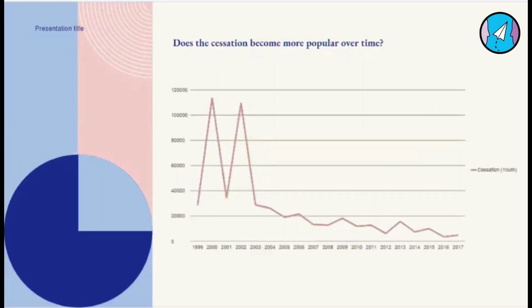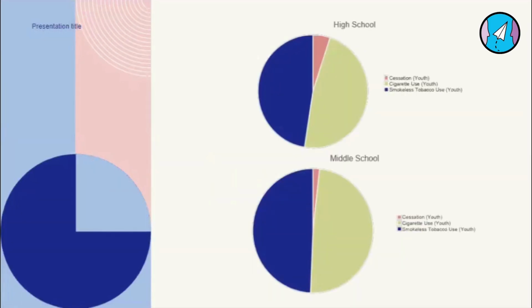Here we can see this data was from 1999 to 2017. I wanted to know about cessation over time, whether cessation becomes more popular or not. We find that earlier, in 2000 and 2002, it was more popular to quit smoking than to smoke. But by 2017, sadly, quitting has become more unpopular.